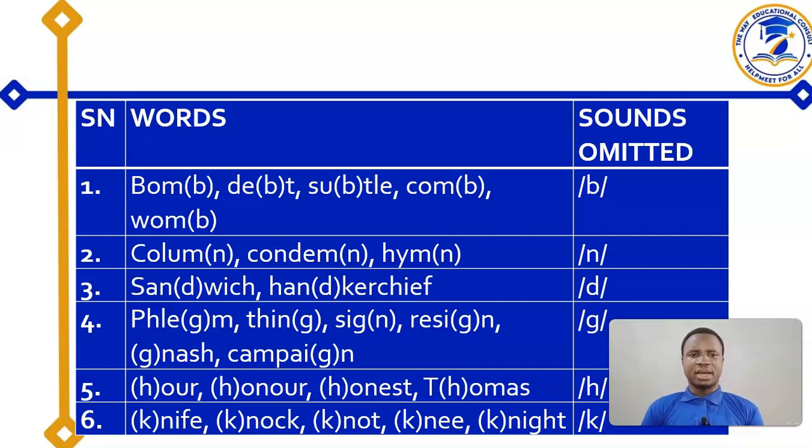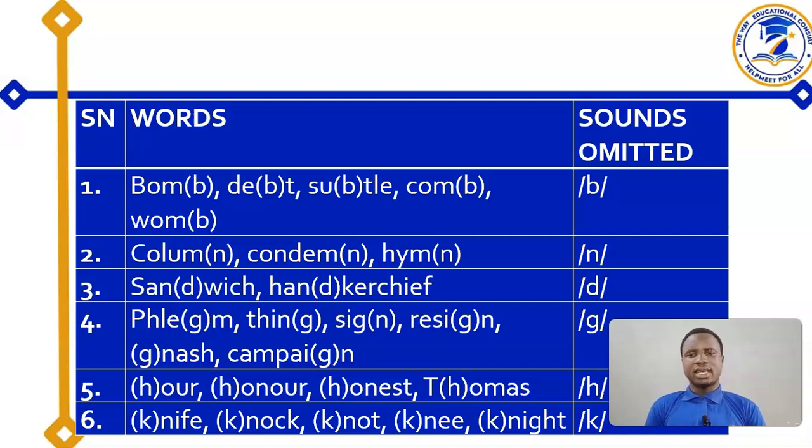Let's look at the following examples. As in bomb, you see that MB is pronounced as M alone, and the B is silent. All the instances of letter B there are omitted. They are not realized at all in the expression. So the B is silent. Don't forget, it is not present in the pronunciation. Subtle, come: the B is silent. Only M is realized in the expressions.